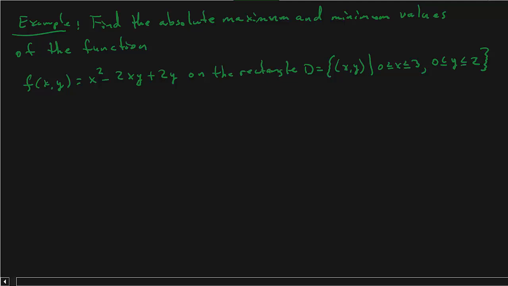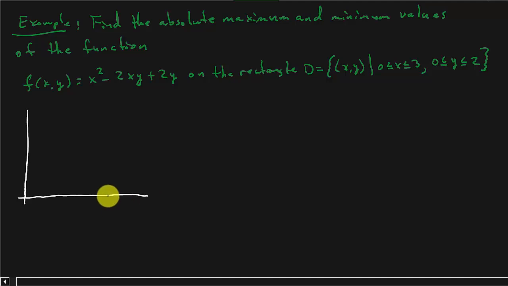All right, so it says find the absolute maximum and minimum values of the function, this function here, on the rectangle where x is between 0 and 3, y is between 0 and 2. So the best thing to do here is just let's plot the rectangle. Okay, let's plot this rectangle.